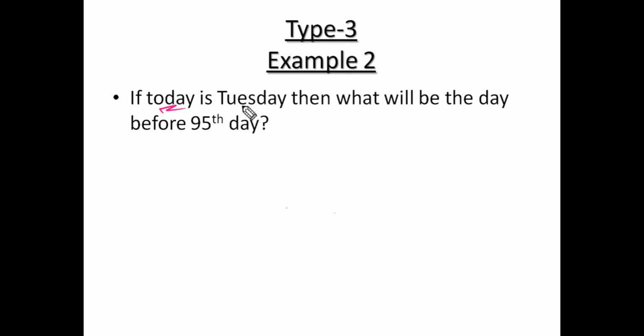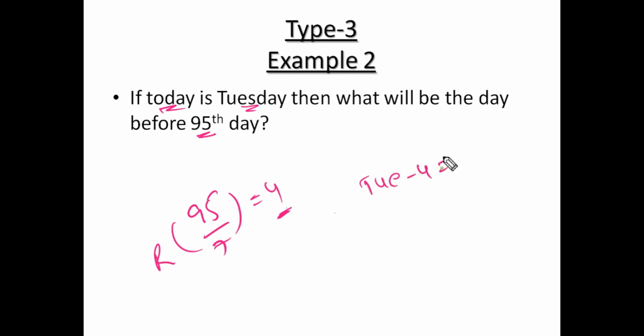Second example. If today is Tuesday, then what will be the day before 95th day? The previous question was after the 125th day, but here it is before the 95th day. So in the previous case we did plus, but in this case we have to do minus. So first find the odd days in 95 days. In 95, 91 is divisible by 7, remainder is 4. So simply do minus 4 for the given day. So Tuesday minus 4 is our answer.